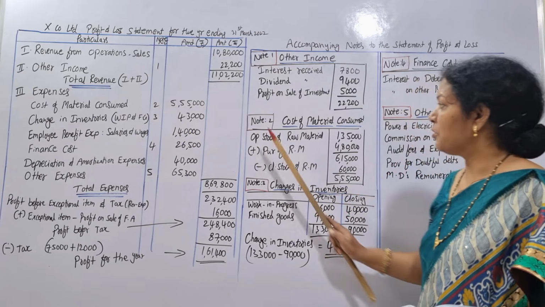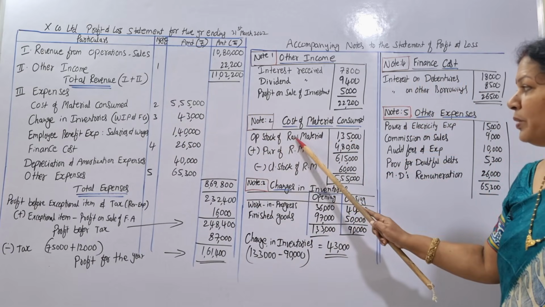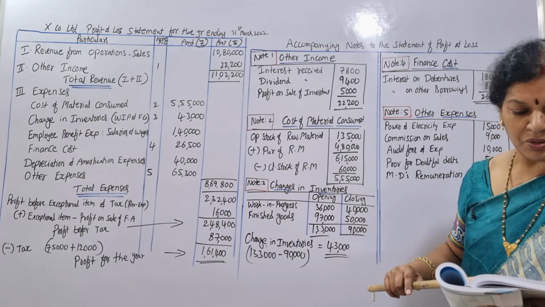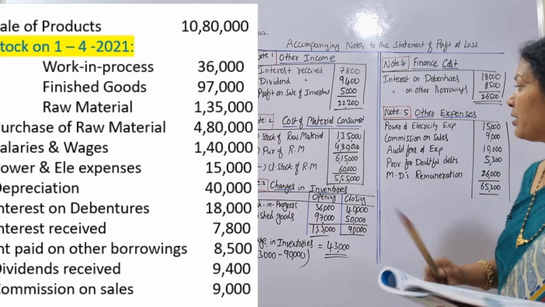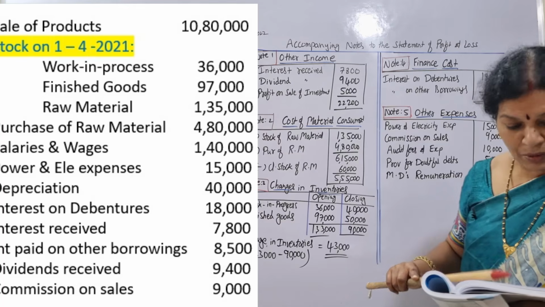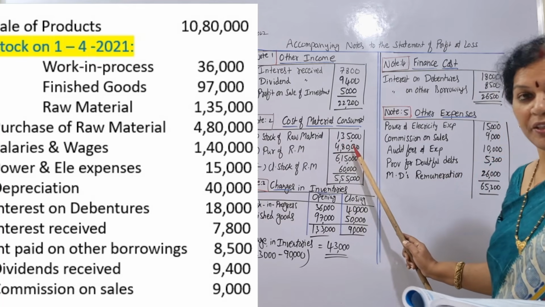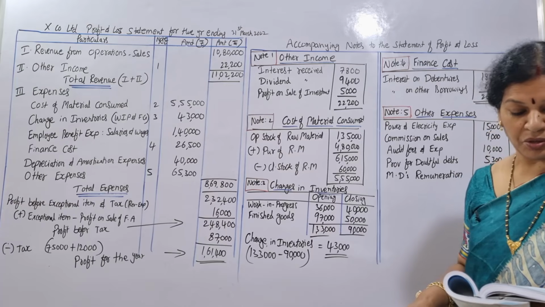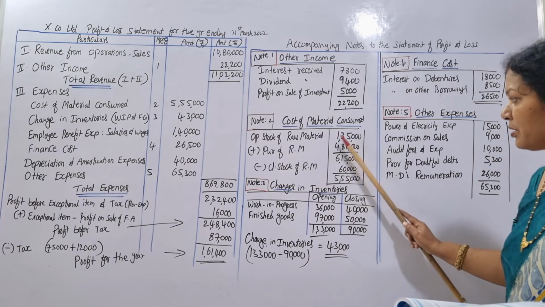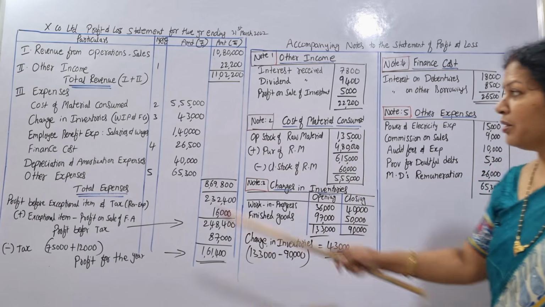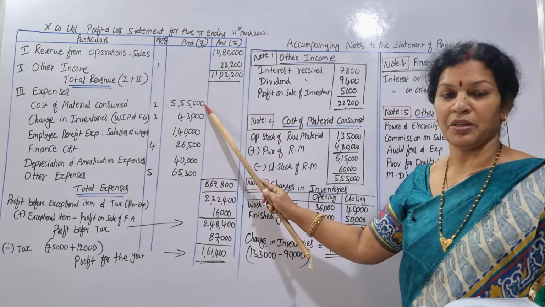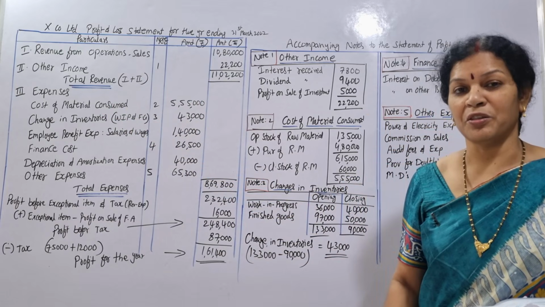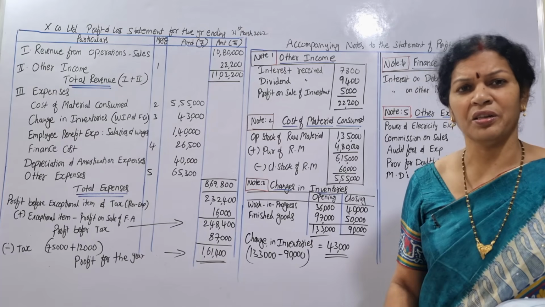The same thing is shown in the working notes. Opening stock of raw material is given at the beginning of the problem. Raw material at the beginning is 1,35,000. Below that, purchase of material, 4,80,000. Minus closing stock of raw material, given at the end of the problem, 60,000. If you deduct it, you get 5,55,000. We are showing that as cost of material consumed, CMC. Very important: it is related to raw material only.